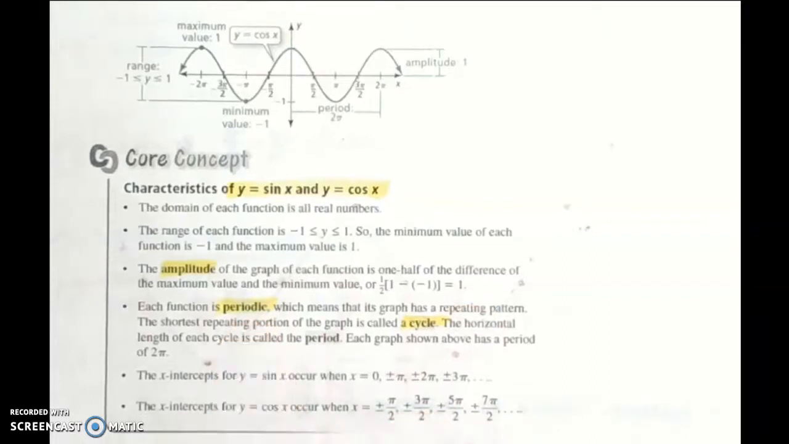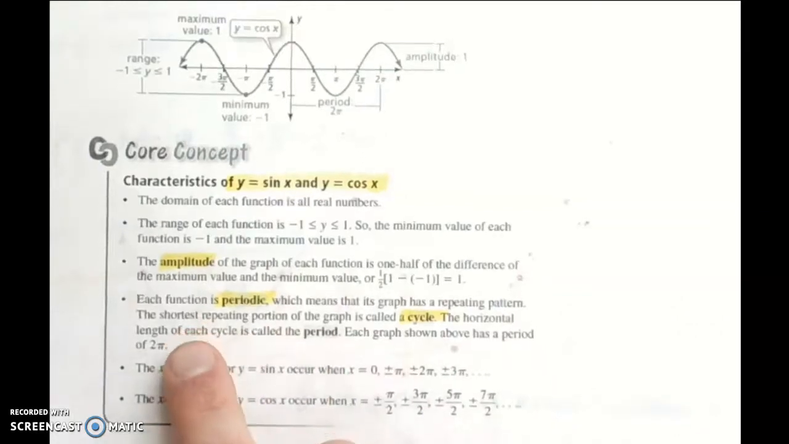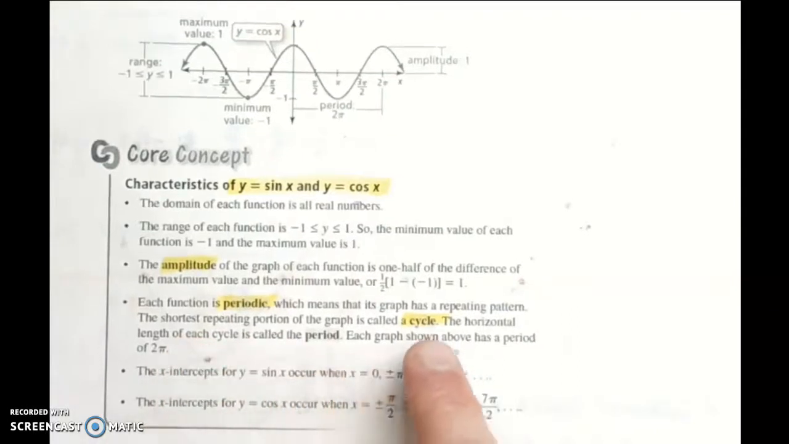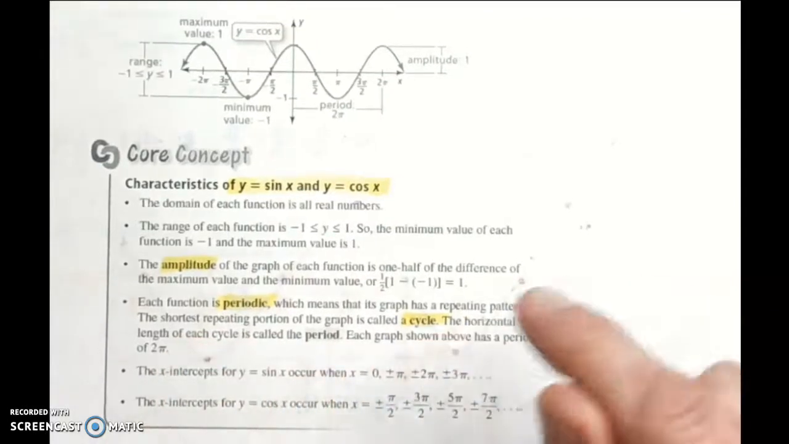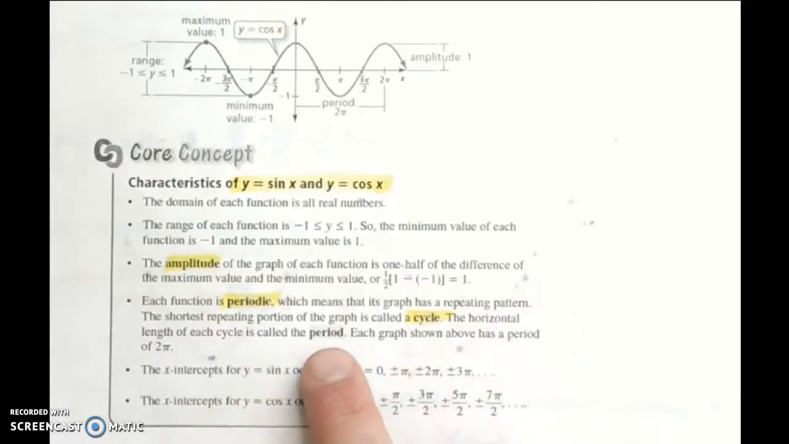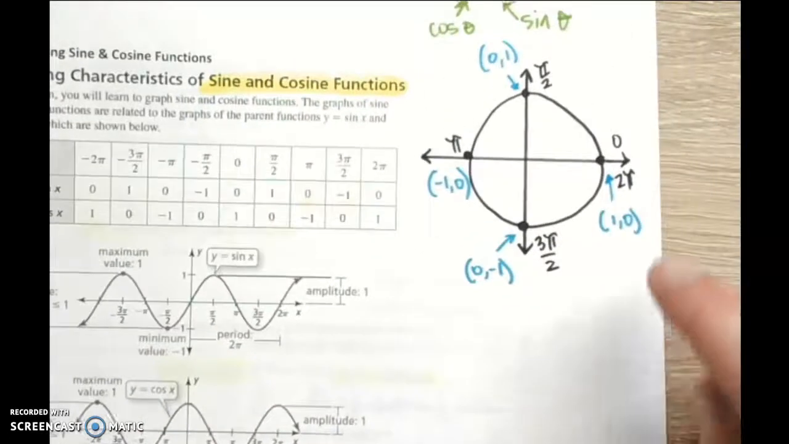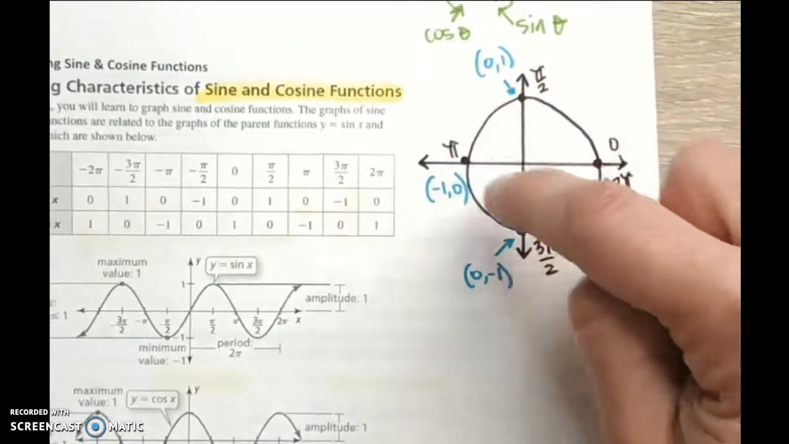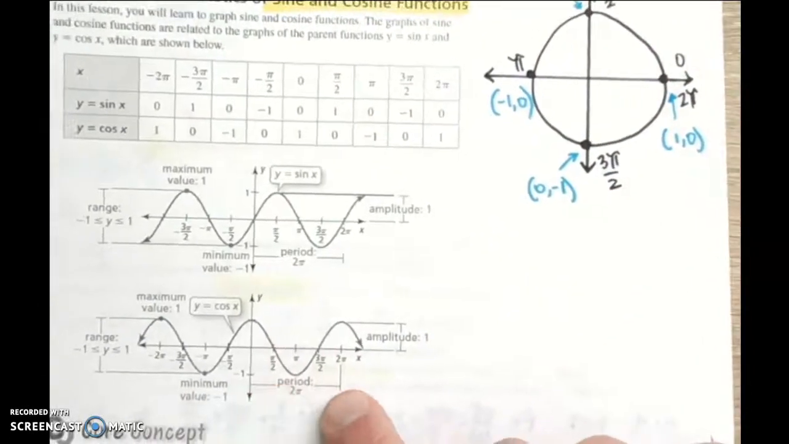The periodic or period means that the graph is representative of a pattern. The shortest repeated portion is called the cycle, which is what we're going through, like a circle or cycle. And then the horizontal length of the cycle is called the period. And again, that's like a 4-part, just like these 4 parts here. 1, 2, 3, 4. That's what we're talking about with this period.